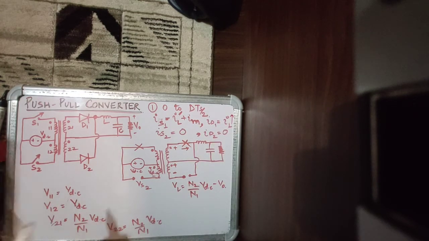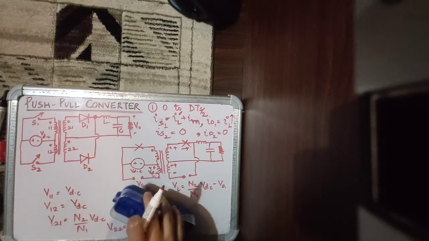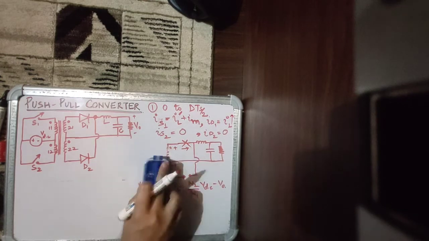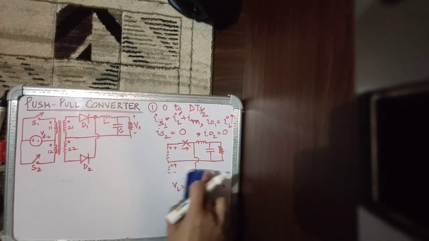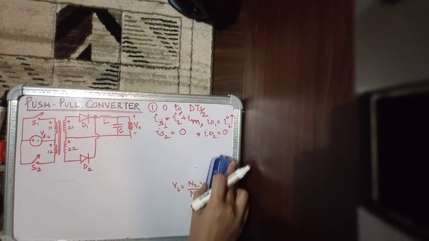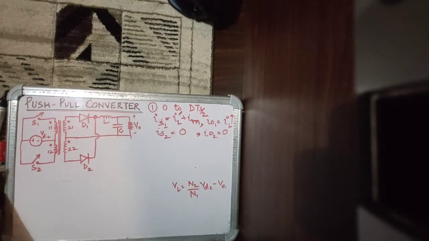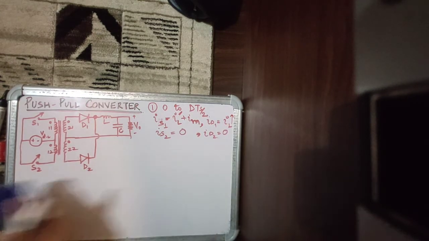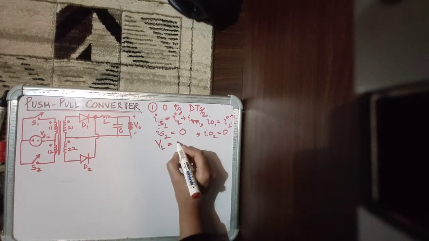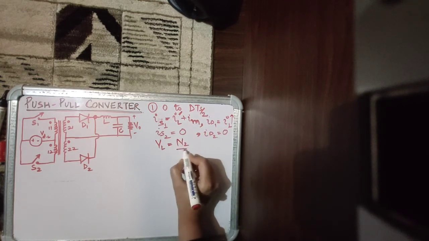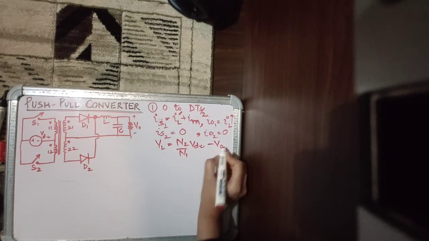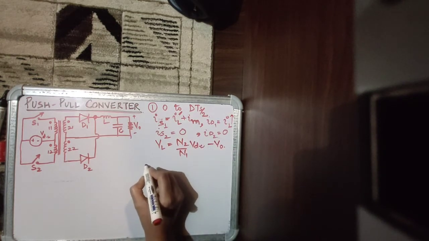Now let's see what happens when we withdraw the gating pulse. In each interval, you can always see the voltage across the non-conducting devices to see their ratings. I have shown it for one switch. You can do it for the diodes as well, and it should also be twice the rating. So this was the first interval: all the device currents and the inductor voltage, which was N2 upon N1 times VDC minus V0.